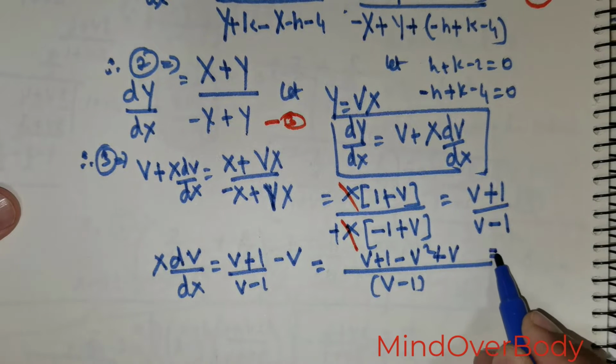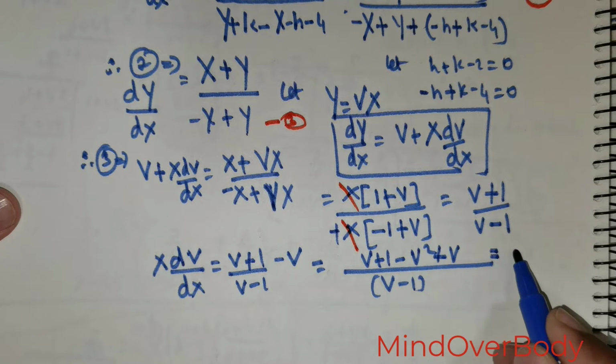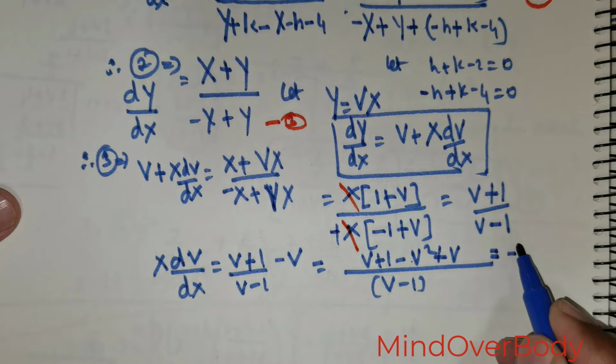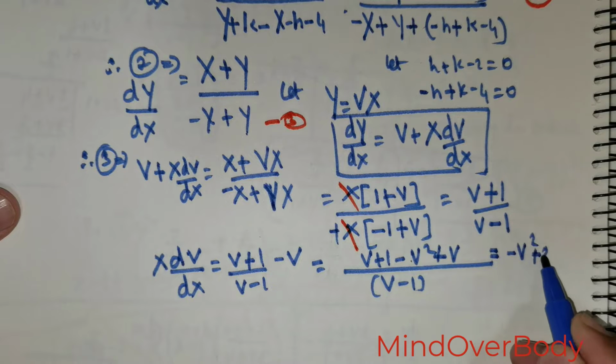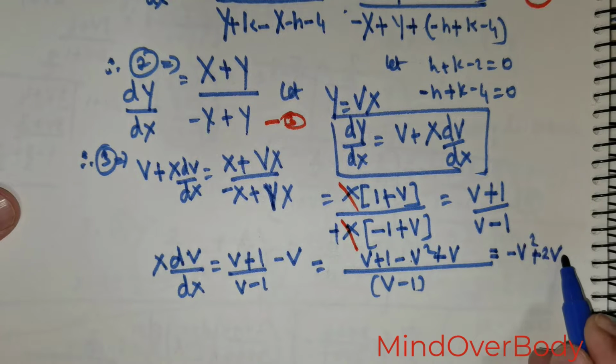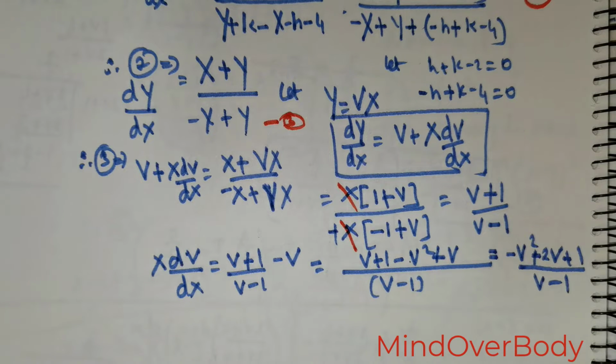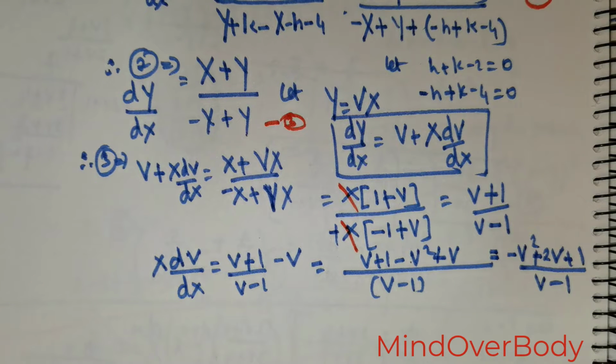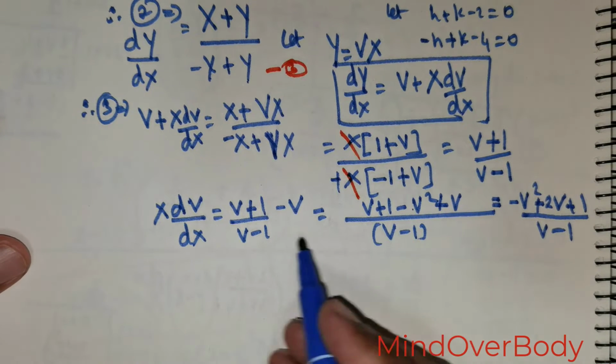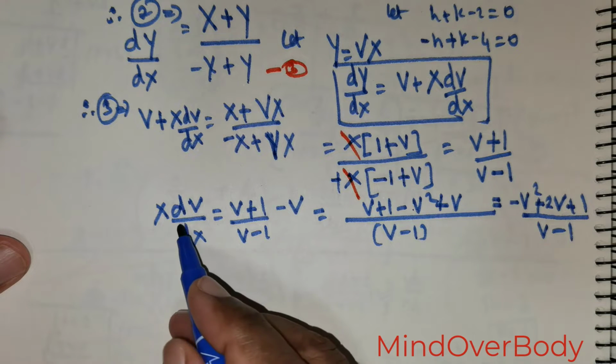So this can be rewritten as negative v squared followed by 2 times v followed by 1 divided by v negative 1. This is what I've got. So now the question remains is, we will have to solve it, and before we could solve it we need to use variable separable, right?